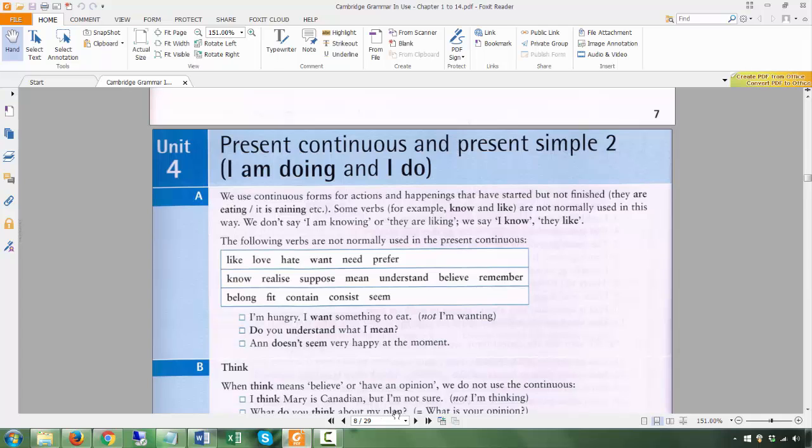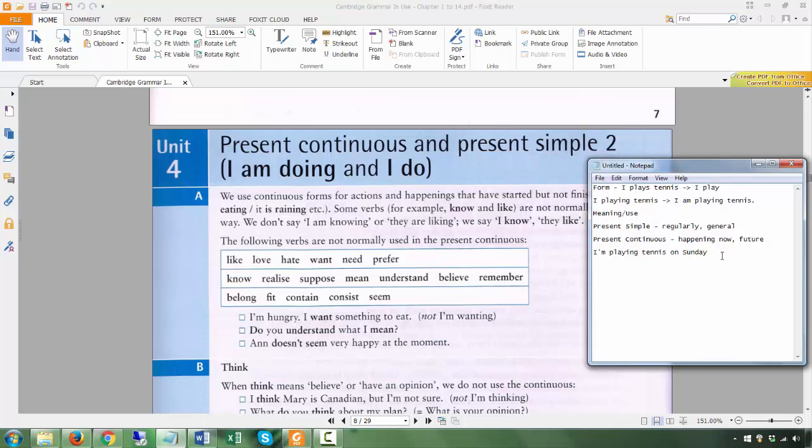This is what I mentioned before, and I want to emphasize here. Some verbs cannot be used in a present continuous form. All right, so this is this part. For example, you can't say I am liking. You say I like. These are called state verbs, okay? Because when you like someone, it's like a state. Or when you love or hate or when you know, it's a state.